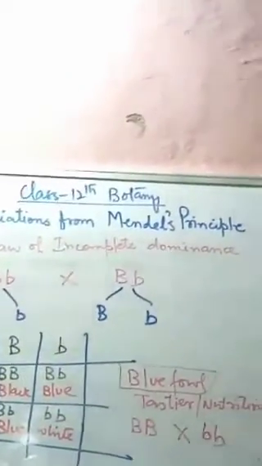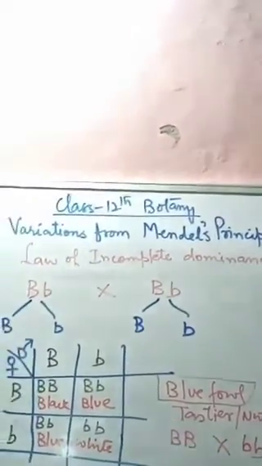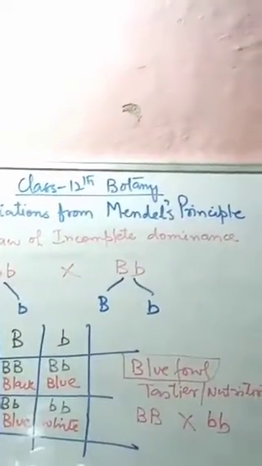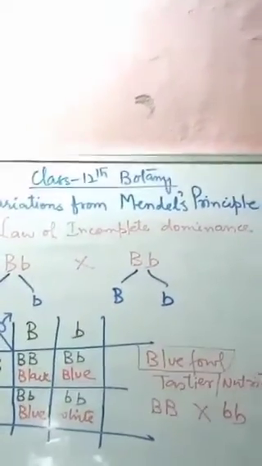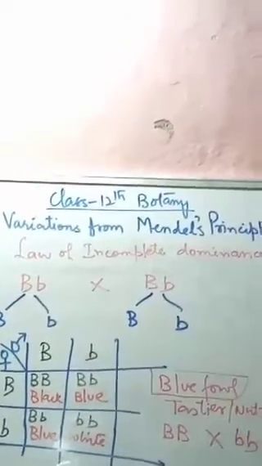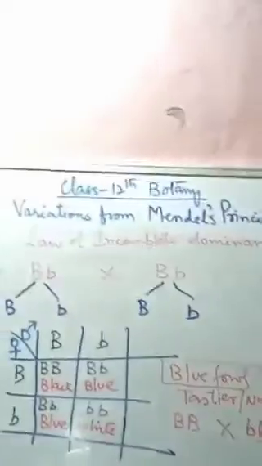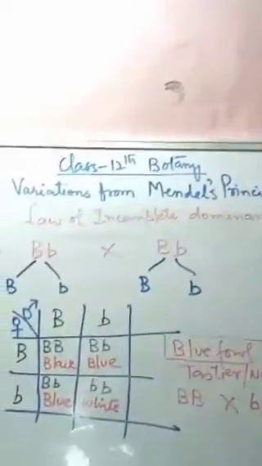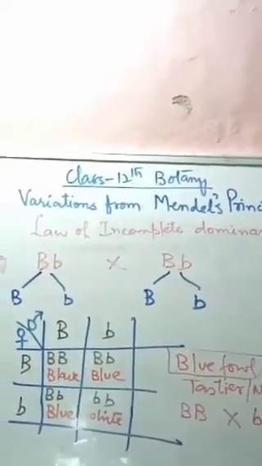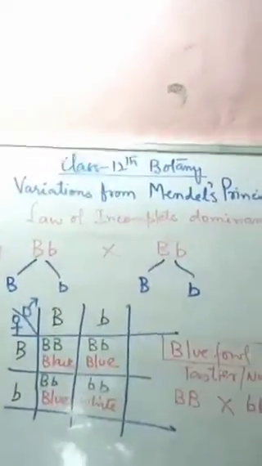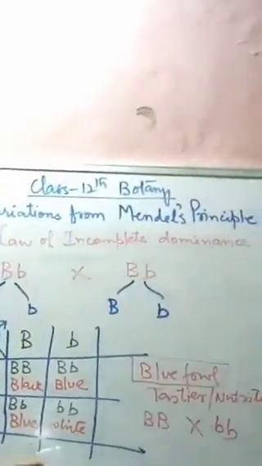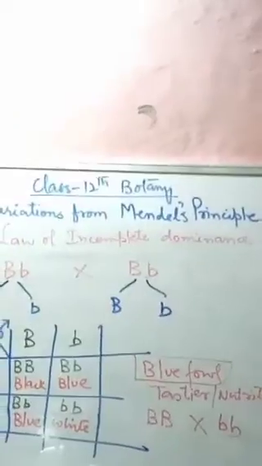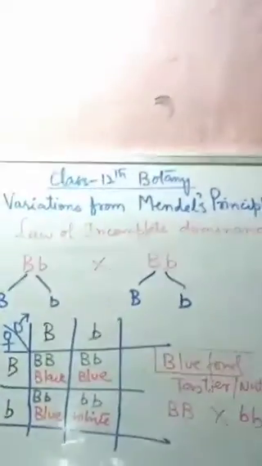This was all about the law of incomplete dominance, where the dominant character does not express itself completely, but gives us an intermediate character in the F1 generation or in the hybrids. And we have given you some examples: the four o'clock plant, the dog flower, and the Andalusian fowl, in order to show this law of incomplete dominance.